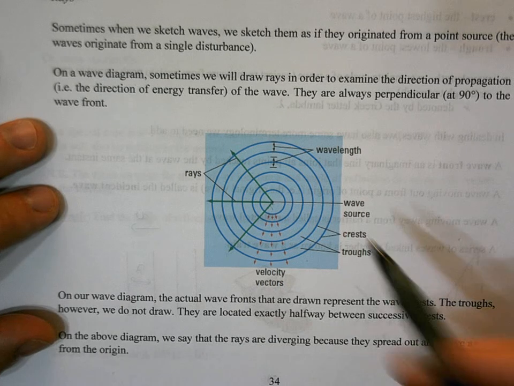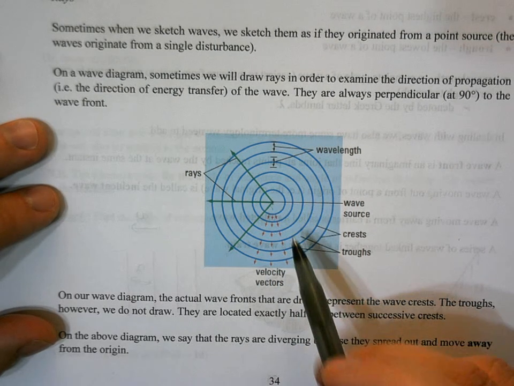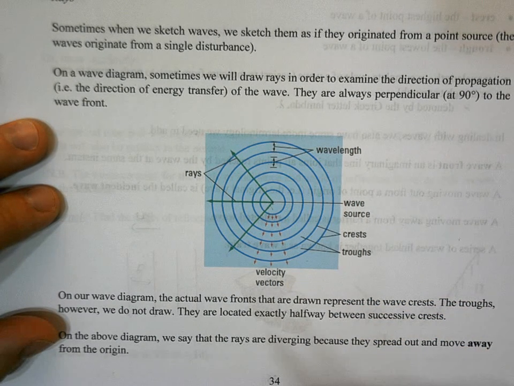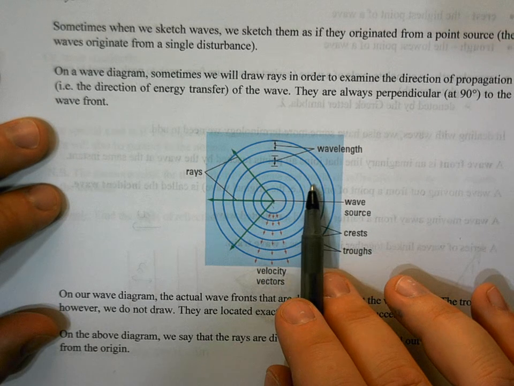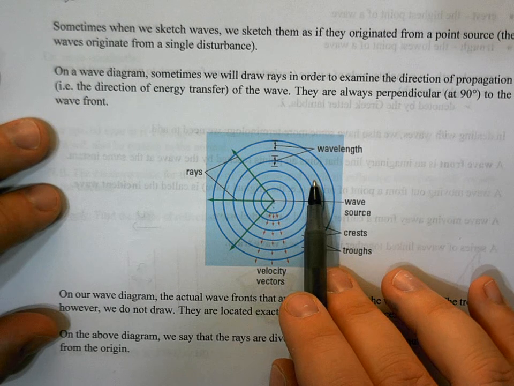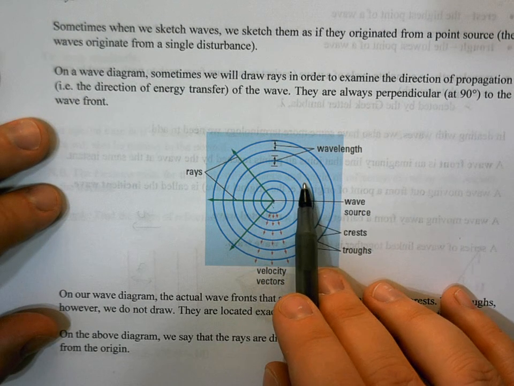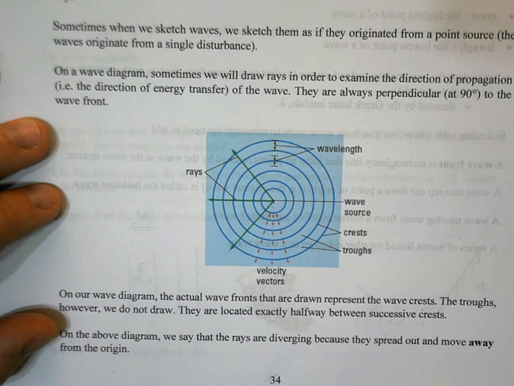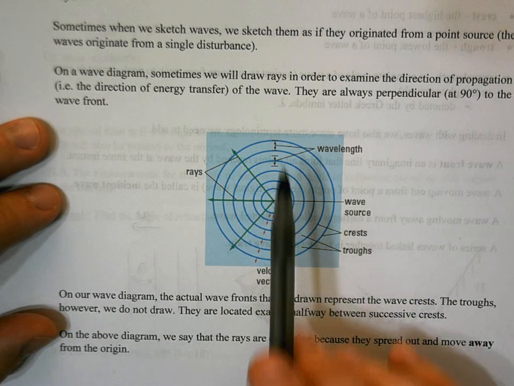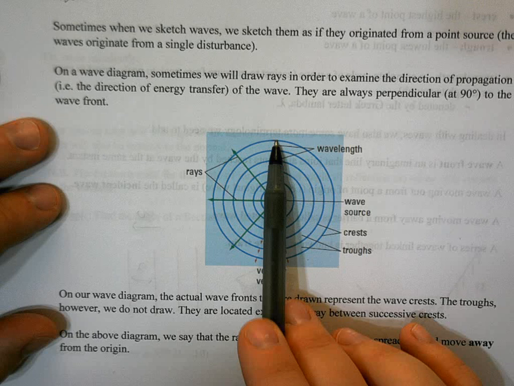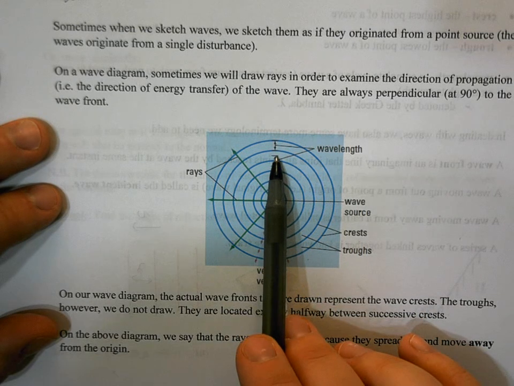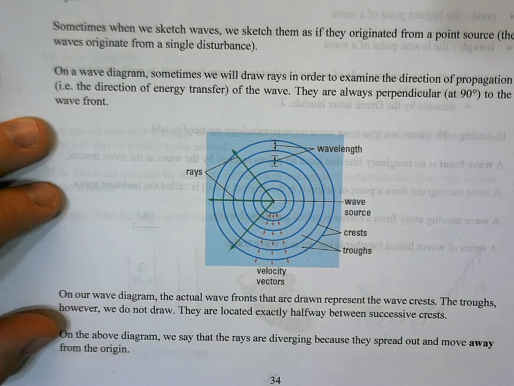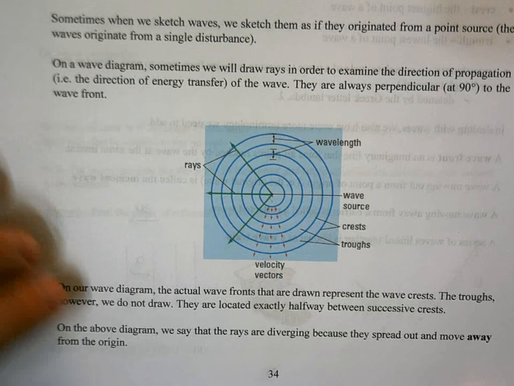So on this diagram, when we're sketching the waves as these concentric circles, we're actually sketching the crests. The troughs would be halfway in between. So like the trough would be here, here, here, here, here, here. So if you want to find a wavelength, for example, you could look at the distance between two successive crests, or you could look at halfway between the distance between two successive troughs. Both of those will work just fine.